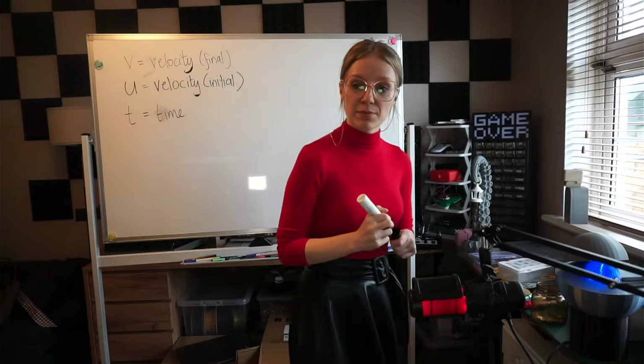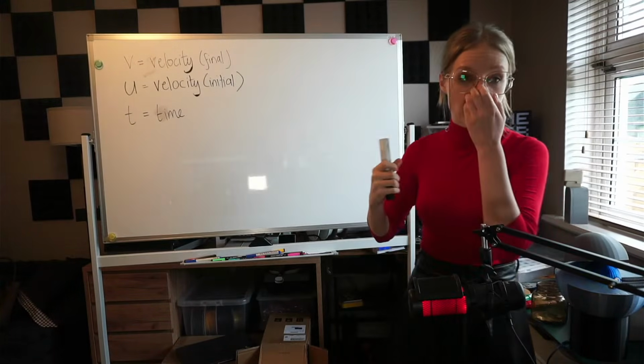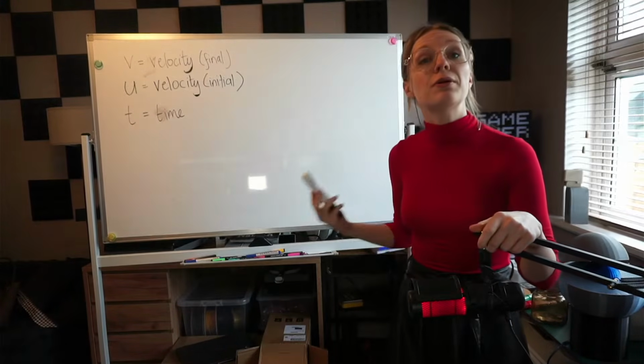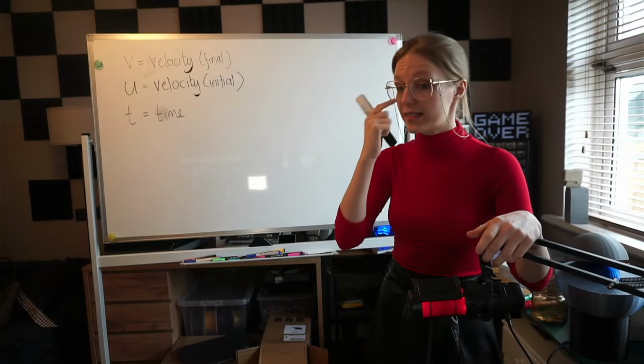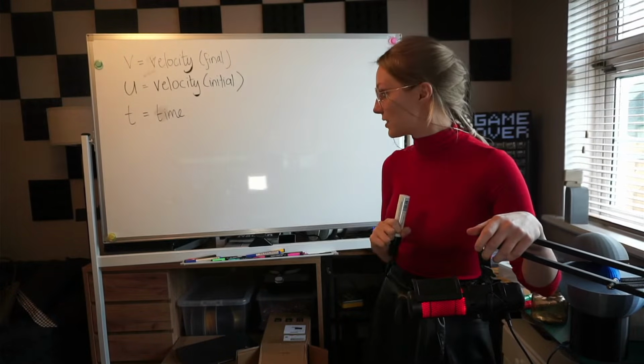So I would say something like a car is traveling at 20 kilometers per hour for 3 minutes. Our time is 3 minutes. The SI unit for it is seconds. I'll cover SI units in a second.